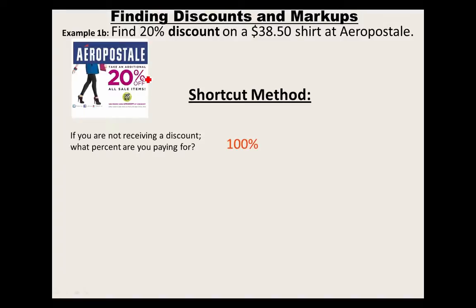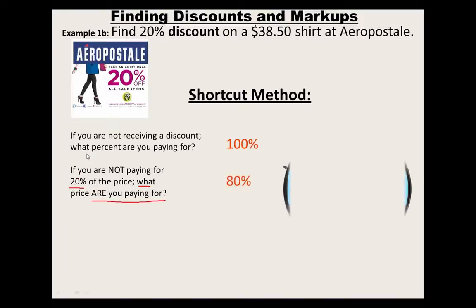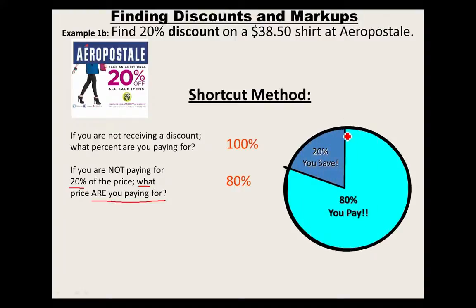So if you're not receiving a discount, you're paying 100%. Okay, this is with no discount whatsoever. So there's no sale, it's 100%. All right, if you're not paying for 20%, answer this question: what price are you paying for? What is it that you're paying for? You're paying for 80%. If this circle represents your shirt, the entire price of your shirt, you're paying just for this much. You're not paying this much. So you're just paying for this amount of money.